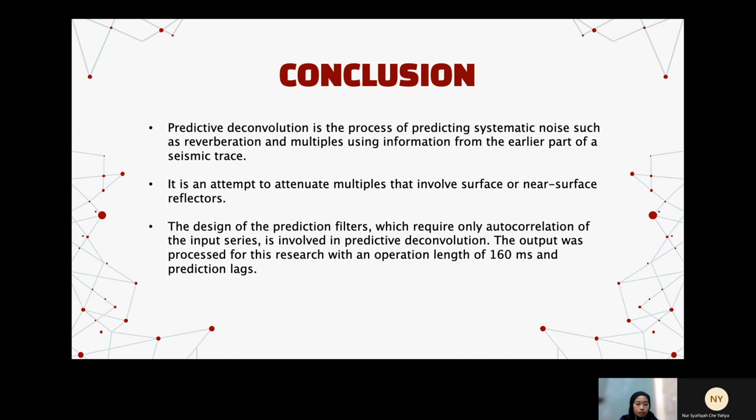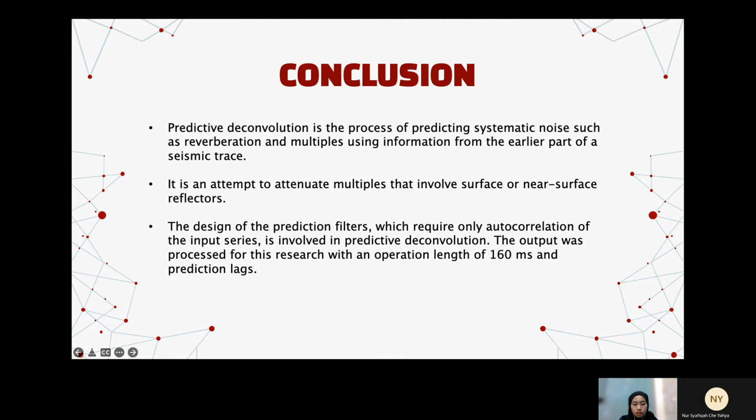Lastly, I will present the conclusion for my presentation. Predictive deconvolution is the process of predicting systematic noise such as reverberations and multiples using information from the earlier part of the seismic trace. It is an attempt to attenuate multiples that involve surface or near-surface reflectors. The design of the prediction filters, which require only autocorrelation of the input series, is involved in predictive deconvolution.